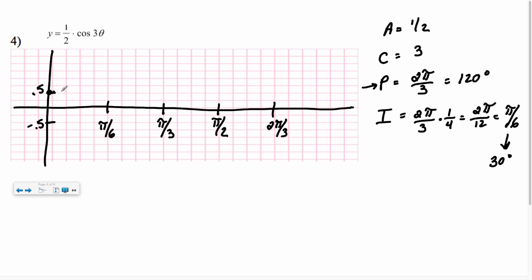Let's do the dots. So high, 0, low, 0, high. Okay, this is a very flat graph because after all, the amplitude is only a half. So what would you expect? It's sort of squishy, okay? But nonetheless, there it is. That's our cosine graph. Okay, so I would leave the last two for you to try on your own.